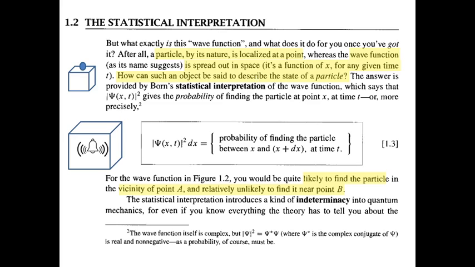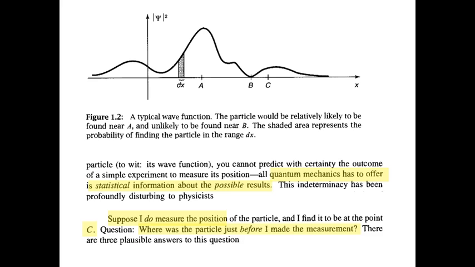The things are very obvious from this, but this kind of statistics, this kind of probability, in a way introduces indeterminacy in quantum mechanics. Why? Because even if you know everything the theory has to tell you about the particle, you cannot predict with certainty the outcome of a simple experiment to measure its position. Right? In this particular case, you cannot easily measure the position.